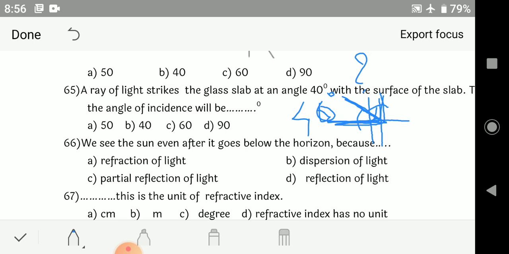So it will be 90 minus 40, correct? This is 90 and this is 40. They have asked this angle. So 90 minus 40, it will be 50. So option is 50.